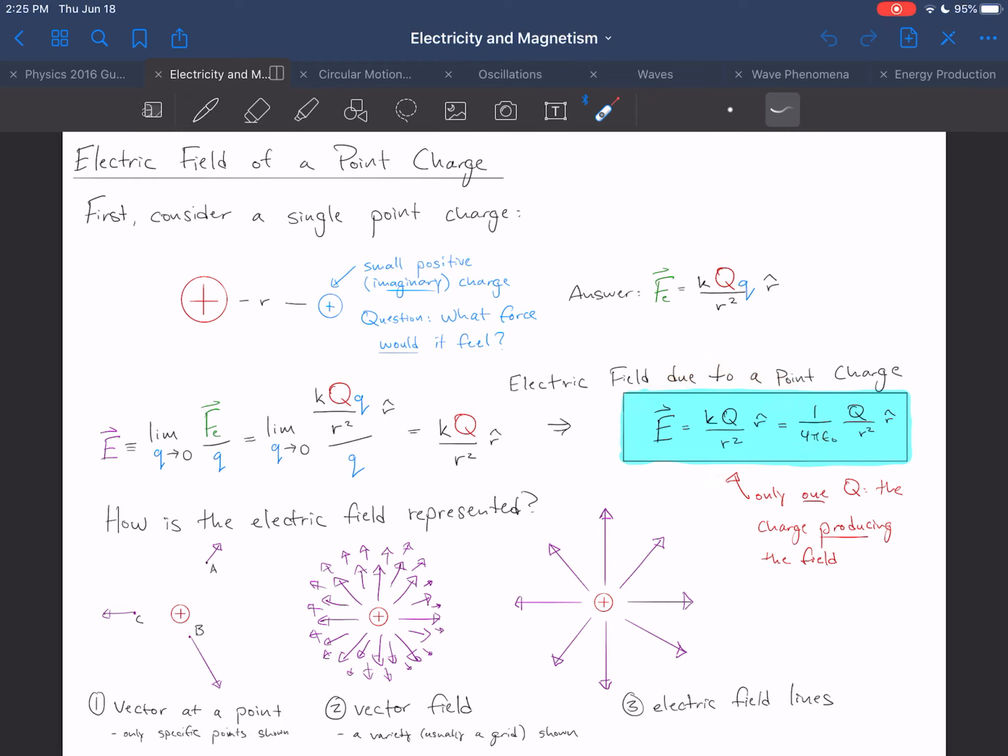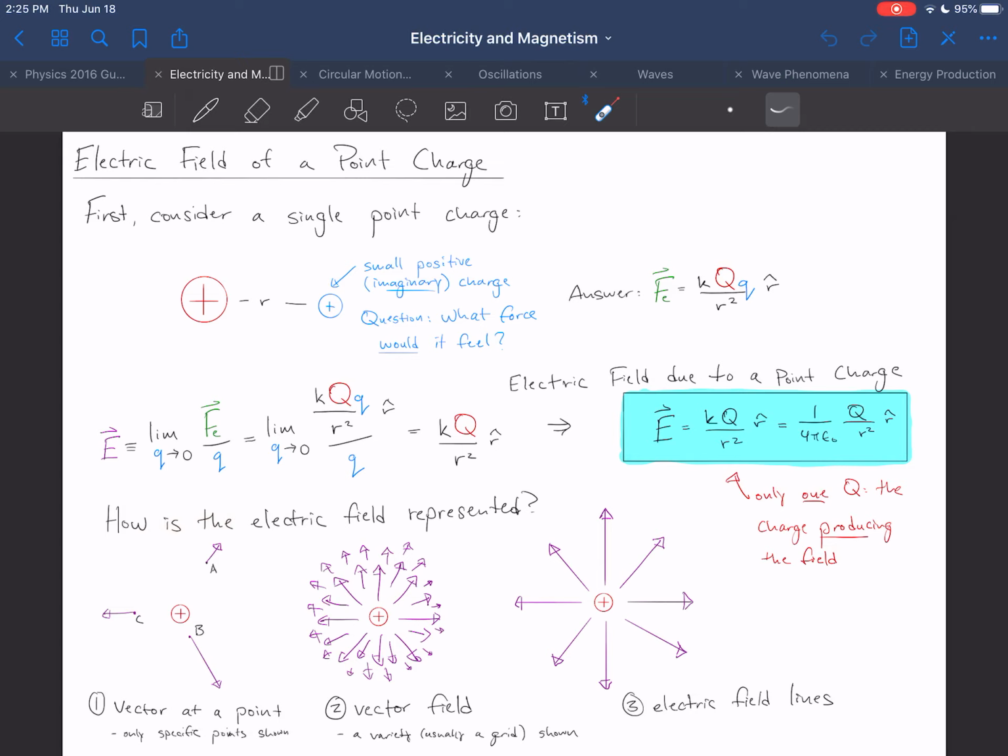Notice there's only one Q. That's because there's only one Q producing the field rather than two Qs interacting. Fundamentally, a force is an interaction. It's always double-headed, right? That's Newton's third law, and we'll see that a little bit later. But the electric field can be due to a single charge alone, okay? And that's what we see here.